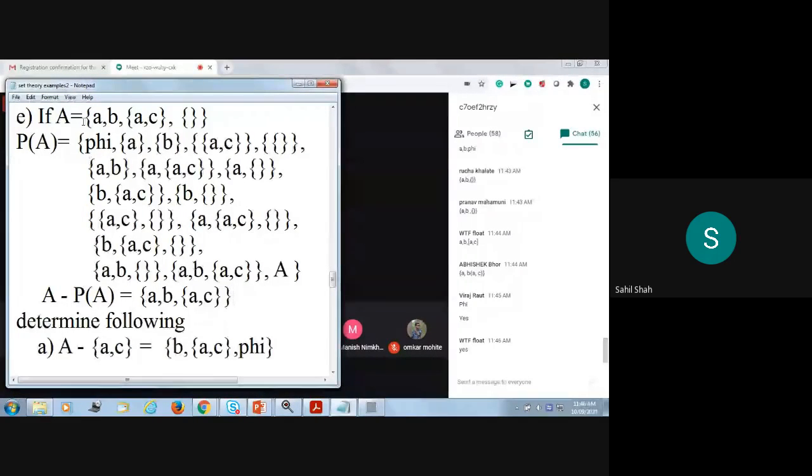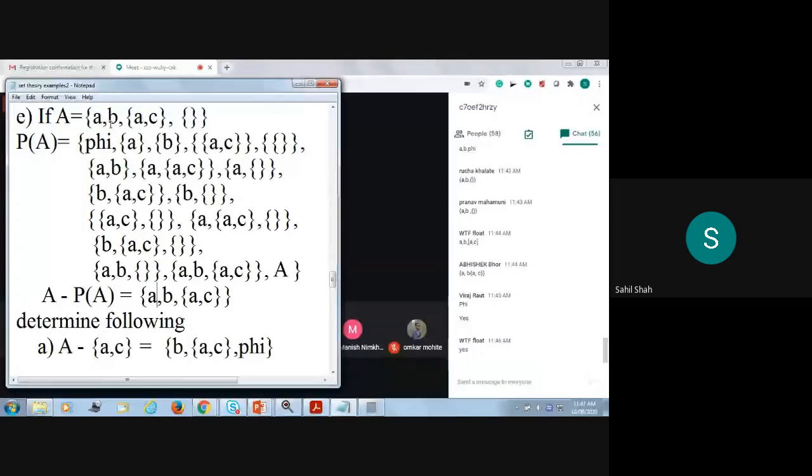What is A? A is {a, b, {a, c}, φ}. What is P of A in front of you? If I say A minus P of A, I am going to compare every element of A with P of A. If a match is found, I will not take that particular element. I am starting with small a. Is small a present in P of A, anywhere? The small a and a small a with curly braces are different. This is a set, while this one is an element. You cannot say a match is found. So if it is not matching, we are taking a as it is.